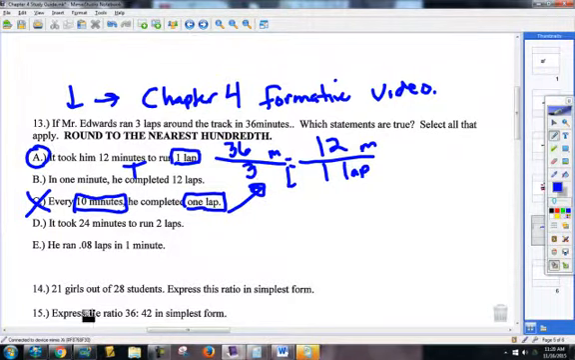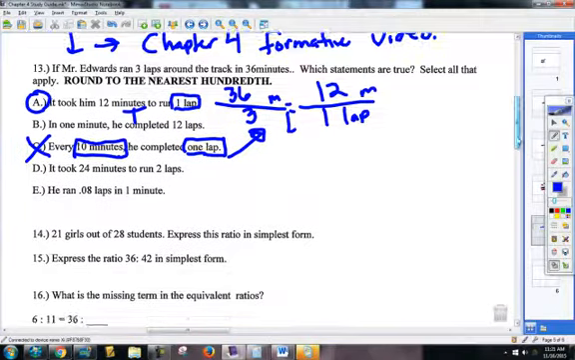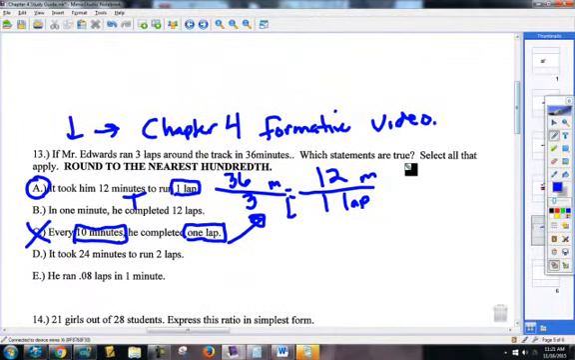So you have to prove all the ones you select with proportions, and you have to prove the ones you don't select. Okay? Everybody understand that? Yeah. We'll practice that here in a little bit. But that one's a little tricky.